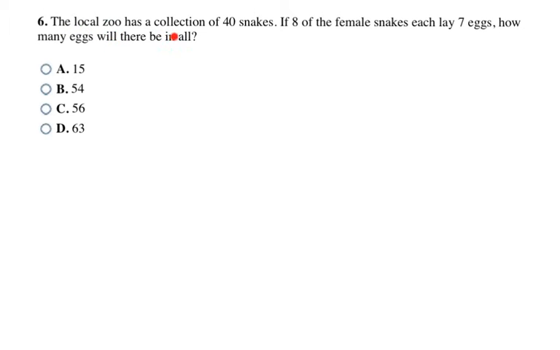This question says the local zoo has a collection of 40 snakes. If 8 of the female snakes each lay 7 eggs, how many eggs will there be in all? So here, they're giving us 3 numbers. So they're most likely giving us an extra number. So if they're asking us about eggs, we have female snakes that each lay 7 eggs. So we don't need to know the total number of snakes. We just need to know that there's 8 laying eggs. This each number tells us that it's most likely going to be multiplication. So if I have 8 times 7, that's 56. So that means there's going to be 56 eggs in all, which makes sense if I think about each snake having 7 eggs, and there's 8 snakes total. So letter C is going to be my final answer.